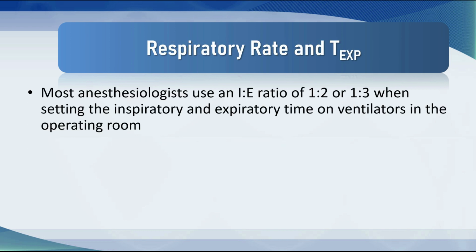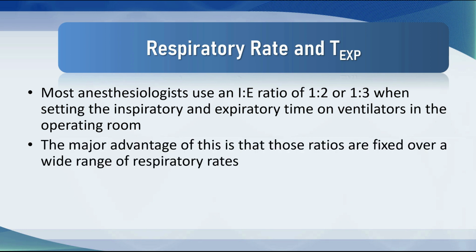If you go to the operating room and look at a patient who's on a mechanical ventilator in the OR, and see how it's been set up by the anesthesiologist, most of the time you'll note that they use an I/E ratio for setting the inspiratory time and expiratory time, and that ratio is usually 1:2 or 1:3. And there's a major advantage to this approach in that those ratios are fixed over a wide range of respiratory rates, so that as the anesthesiologist changes the rate during the operation, sometimes, for example, the CO2 goes up because there's carbon dioxide being insufflated into the peritoneum during a laparoscopic case, the inspiratory and expiratory times basically match each other.